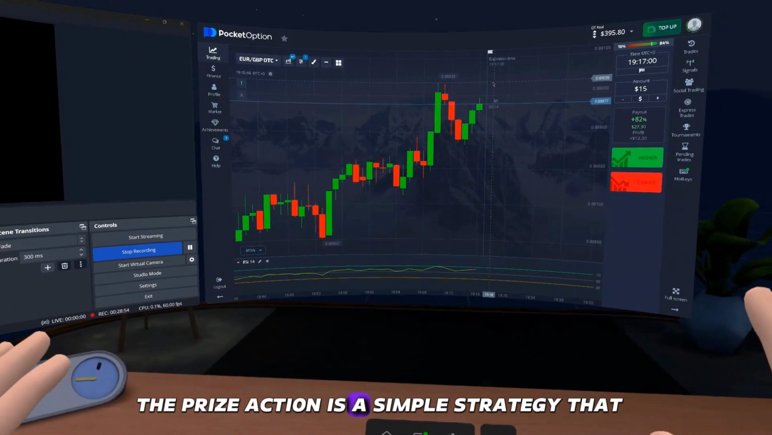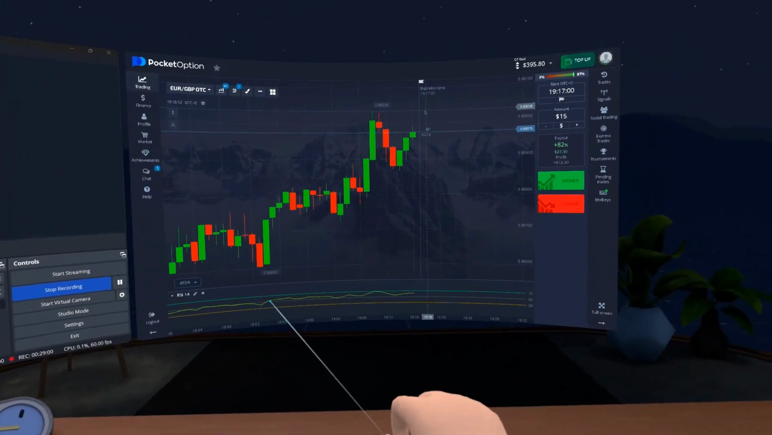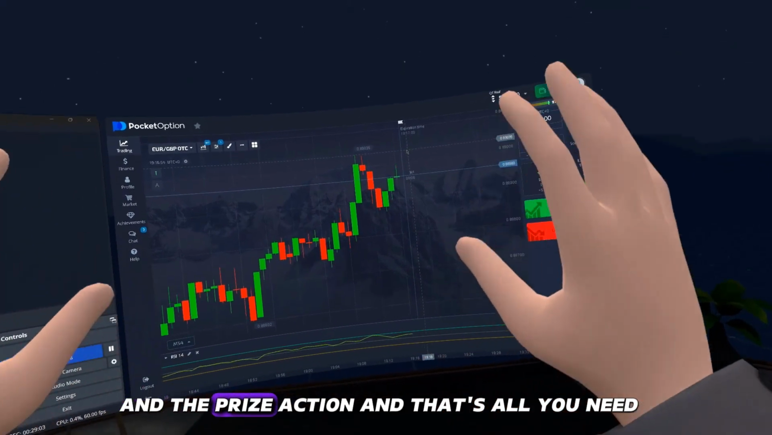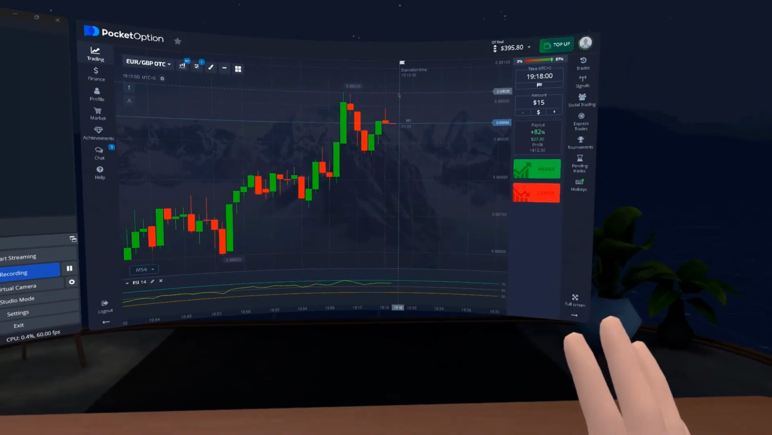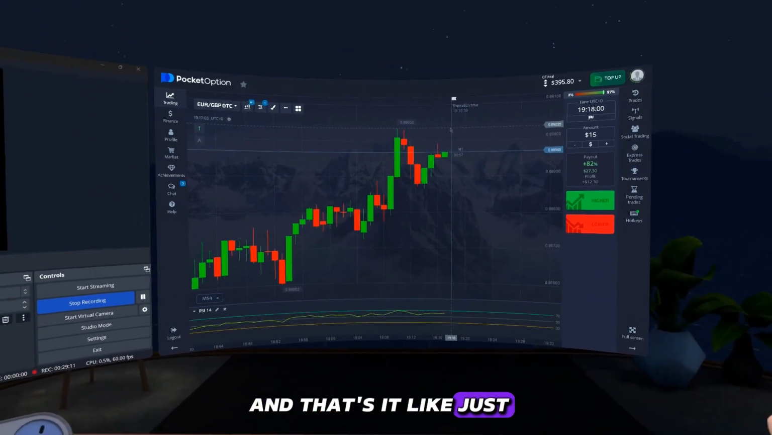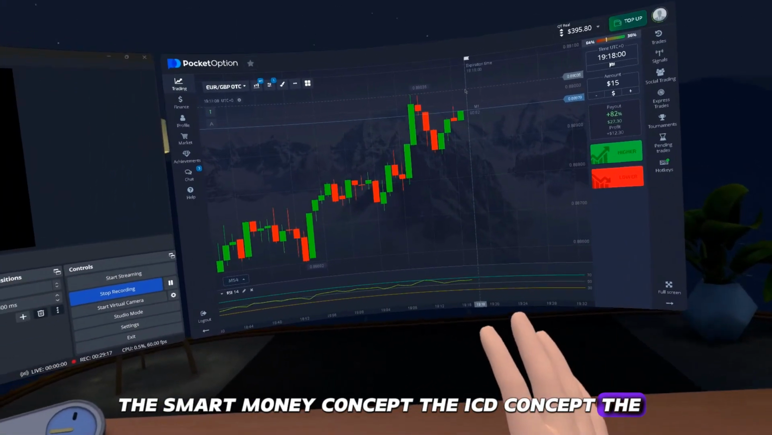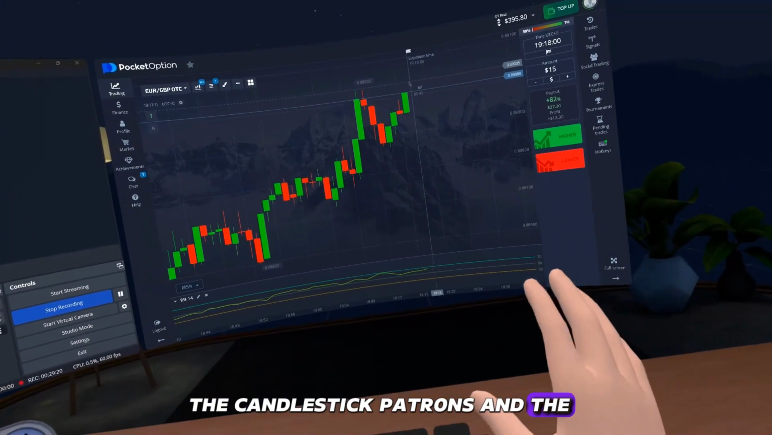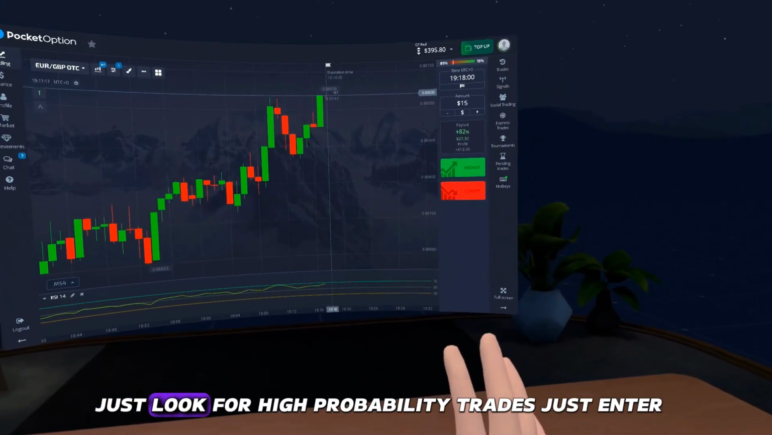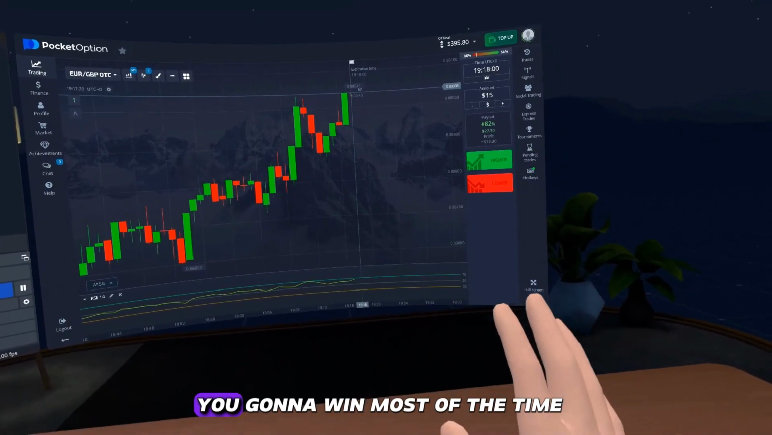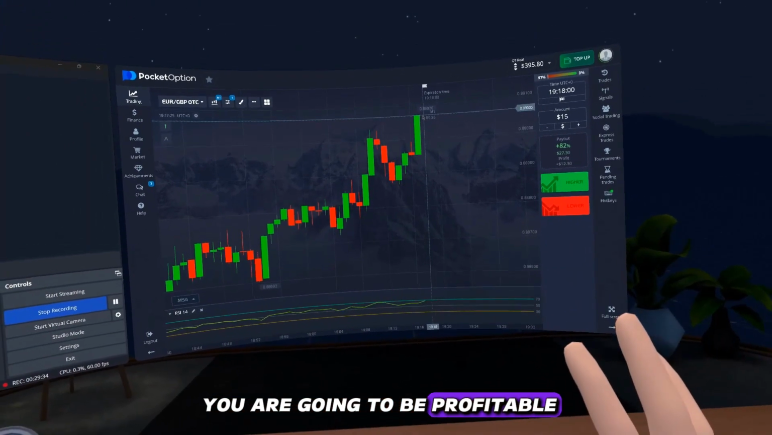The price action is the simplest strategy that you guys can use with the RSI right here. As you guys can see, just use RSI and the price action, and that's all you need for being profitable. And that's it. Just learn the price action, the smart money concept, the ICT concept, the candlestick patterns, and the market psychology. That's all there is to it. Just look for high probability trades, just enter. You're gonna win most of the time, and overall, you are going to be profitable.